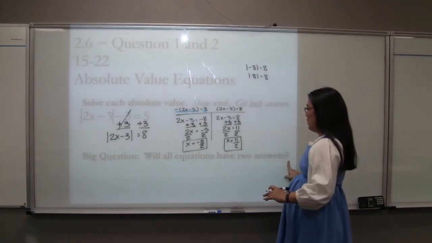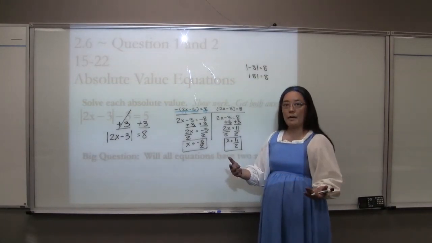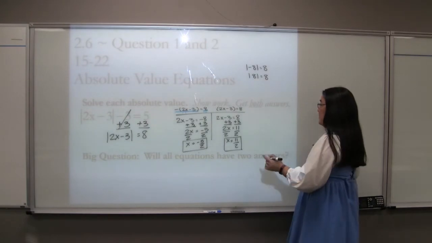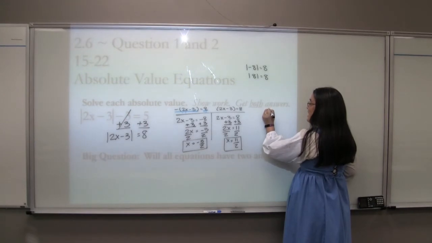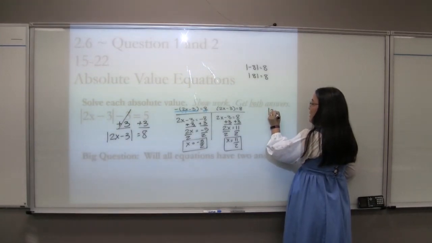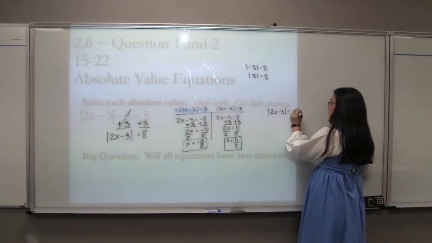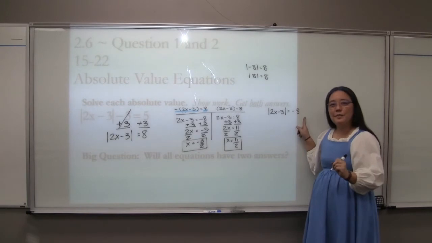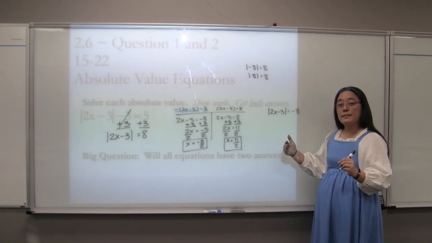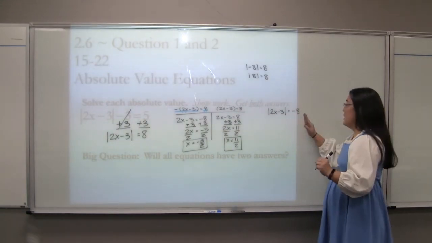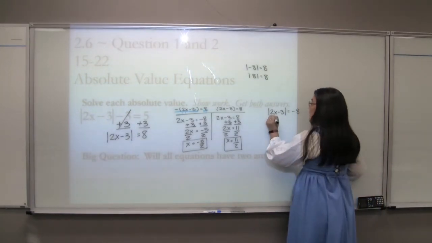Big question, will all equations have 2 answers? Here I got 2 answers. Is there ever a time when you will not get 2 answers? You can pause this if you'd like to think about it some more. But if I have 2x minus 3 equals negative 8, can an absolute value equal a negative number? Remember, it's the distance from 0. No matter how short I am, I have a positive height, no matter how far it is away from 0, it can't have a negative distance. This would be a no solution.